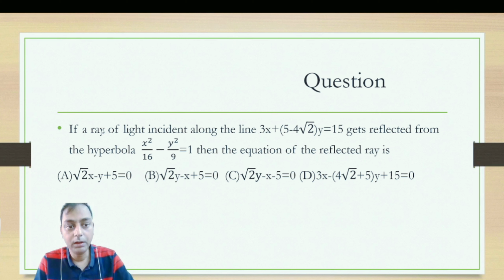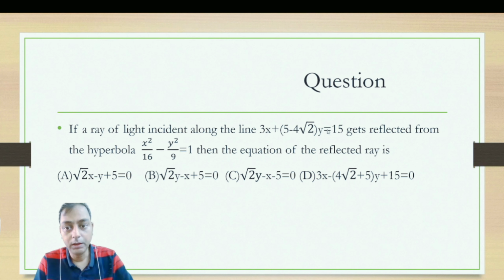Students, in this video I am going to discuss a very interesting question from the topic hyperbola. The question is, if a ray of light incident along the line 3x + 5 - 4√2y = 15 gets reflected from the hyperbola x²/16 - y²/9 = 1, then what we need to find?